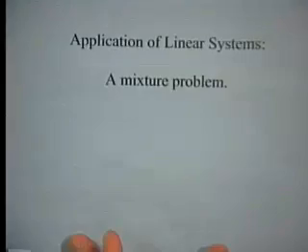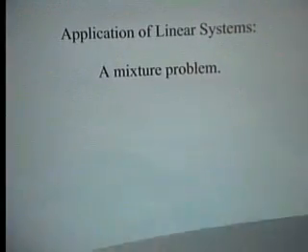Okay, we're going to apply a system of linear equations to a mixture problem. Or rather, we're going to model a mixture problem with a system of linear equations and then solve it. And let's just go right through the problem, walking through it to see how we can do that.